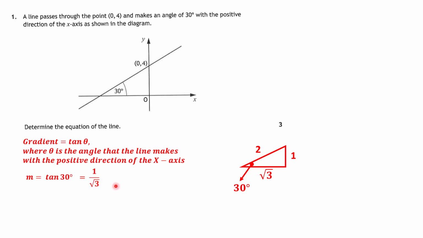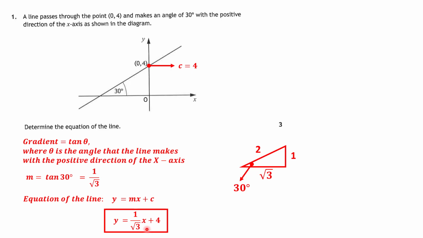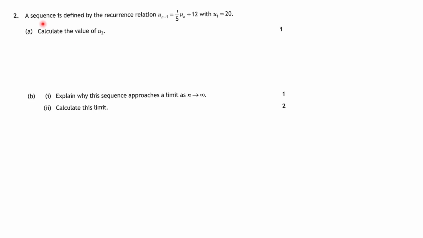All we need now is the y-intercept. Well, there's the y-intercept there. We can see that it's 4 up. So the answer is c equals 4. So the equation of a line is given by y equals mx plus c. m is here and c is there. Put them in and we get y equals 1 over root 3 times x plus 4, and that's worth 3 marks. Okay, question 2. A sequence is defined by the recurrence relation u(n+1) is 1/5 of u(n) plus 12 with u1 equal to 20.